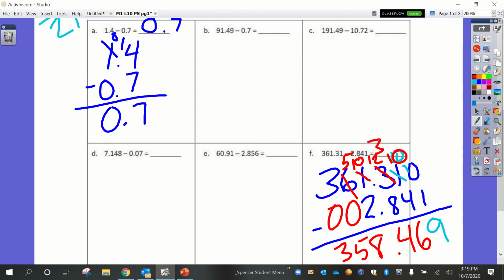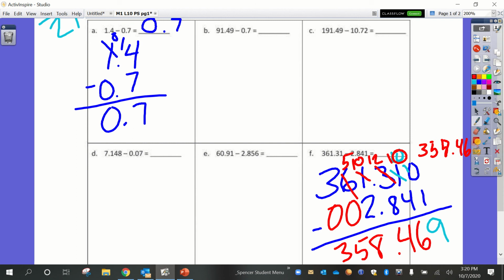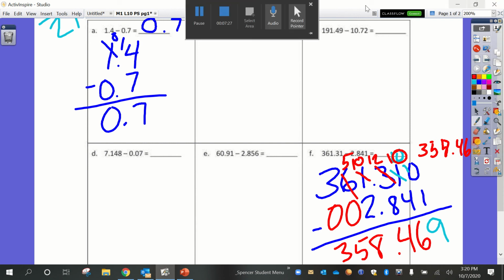358. Oh my goodness, Mr. Briggs, you're not going to fit it up there. Let's just put it to the side. 358.469. Get out of my way, Mr. Briggs. 358 and 469 thousandths.